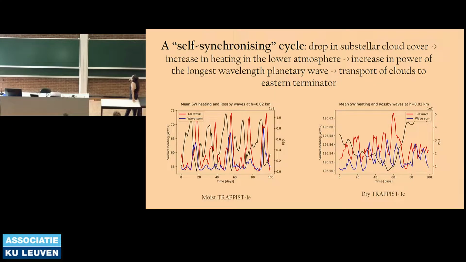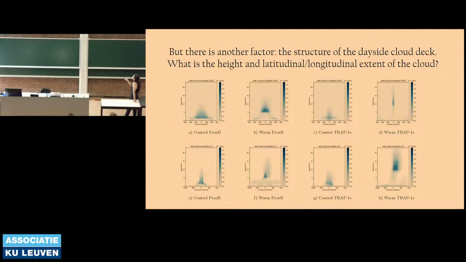And in comparison, in the dry atmosphere, you can see that there's no correlation here between variation in the surface heating, which is very small in any case because there's no cloud albedo affecting it. There's just a constant heating. And yeah, so there's no evidence of this kind of cycle happening on the dry Trappist-1e.